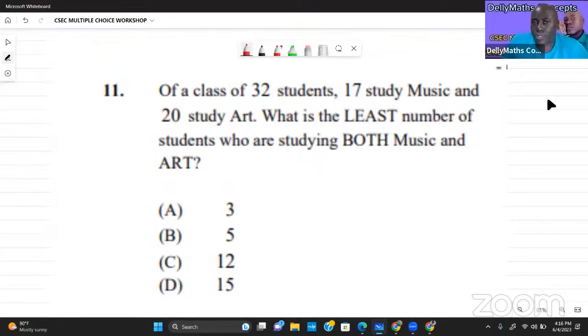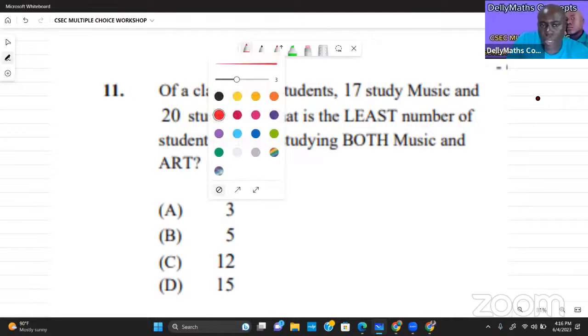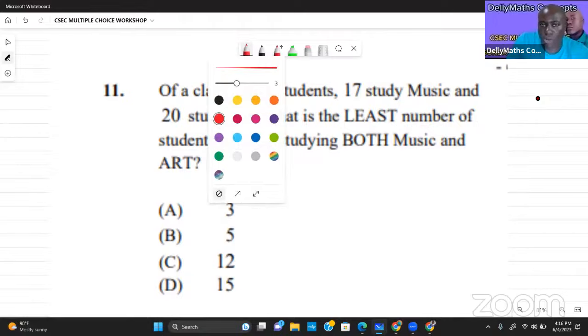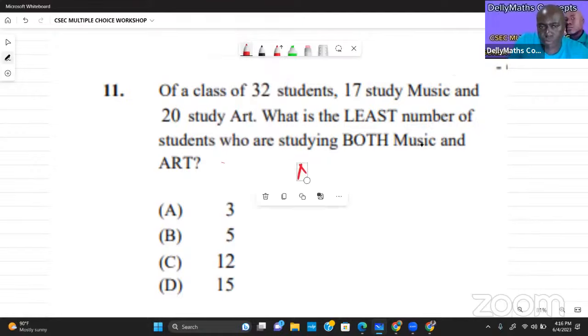Of a class of 32 students, 17 students study music, 20 study art. What is the least number of students who are studying both music and art? So we have a number of students going on. For music, we have 17 studying music. For art, we have 20.